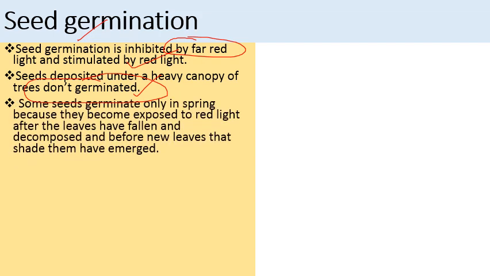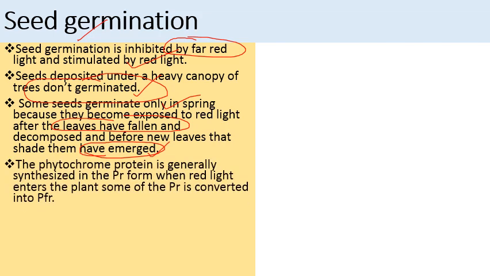Some seeds germinate only in spring because they become exposed to red light after the leaves have fallen and decomposed and before the new leaves that shade them have emerged. So the seeds of some plants germinate in spring because the fallen leaves decompose in spring and the new leaves start forming and do not provide shade to the germinating seed, only then these seeds can germinate.